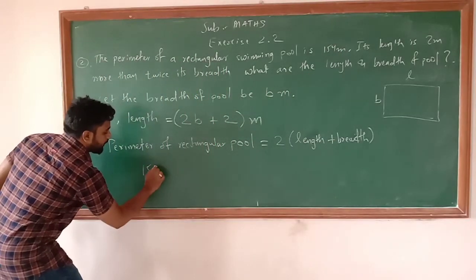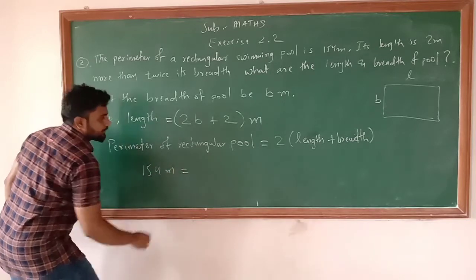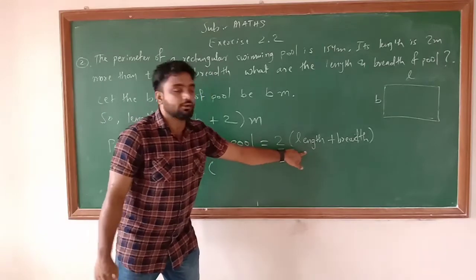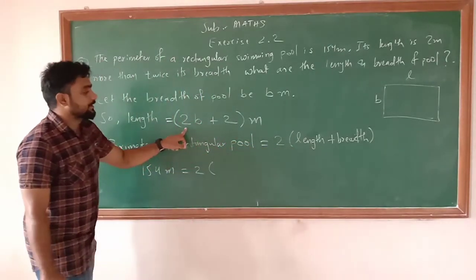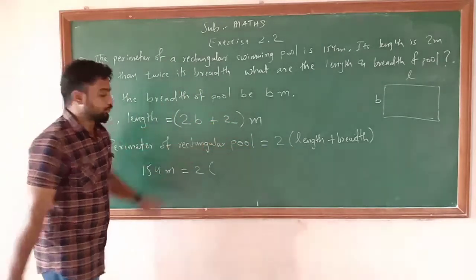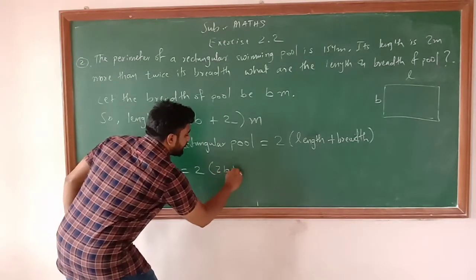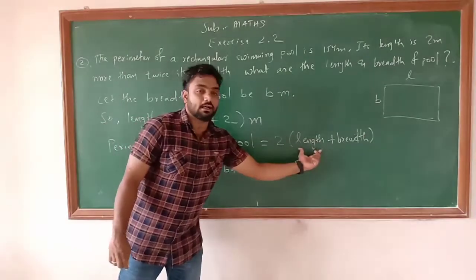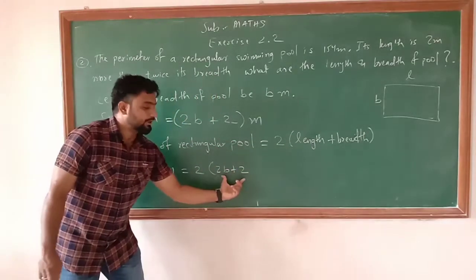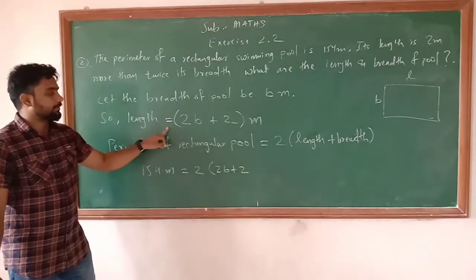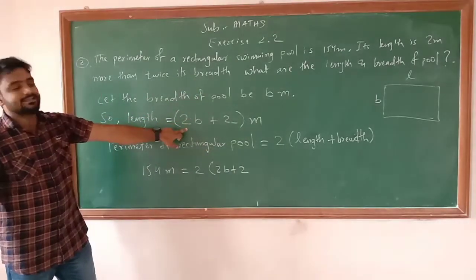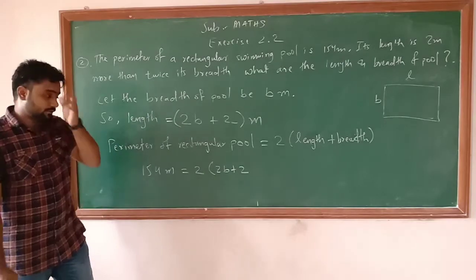So 154 meter is equals to 2 multiplied by. Now put the value of length. The length की value in terms of breadth कितनी है? So it is 2b plus 2. Instead of length की जगह पर मैं क्या रख रहा हूँ? 2b plus 2, क्योंकि length की value मेरे को 2b plus 2 मिली है. Why? Because this comparison is given in the question. That's why I am putting the value.